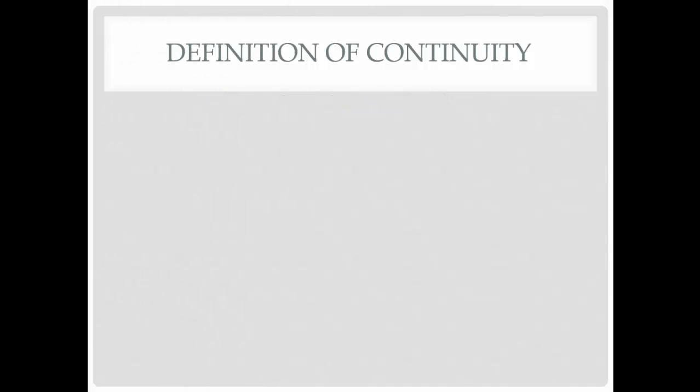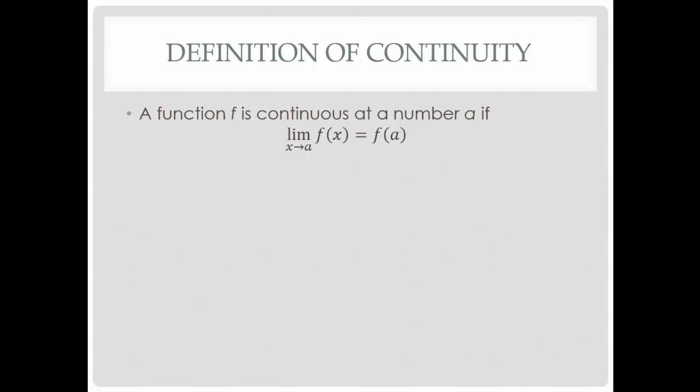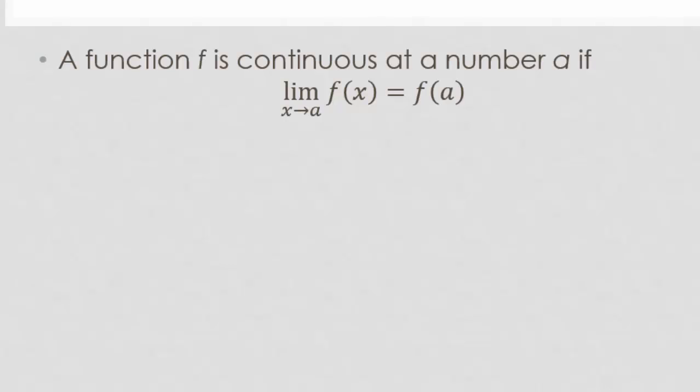So let's start with the actual mathematical definition of continuity. And it says that a function f is considered to be continuous at a specific number a if the limit as x approaches that a of the function is equal to f of a, is equal to what you get when you plug a into that function. That is a deceptively short definition. That's a lot of information in a very small package. That actually has three things to say to us.